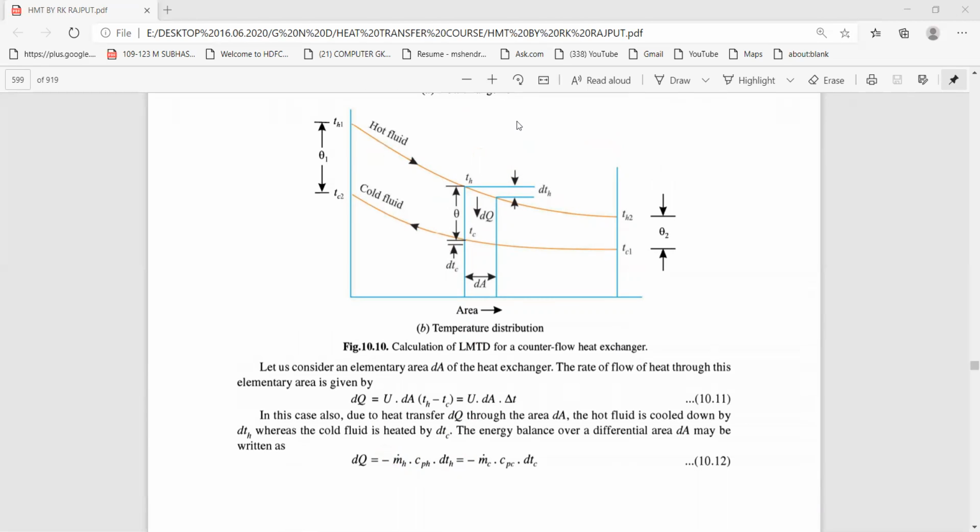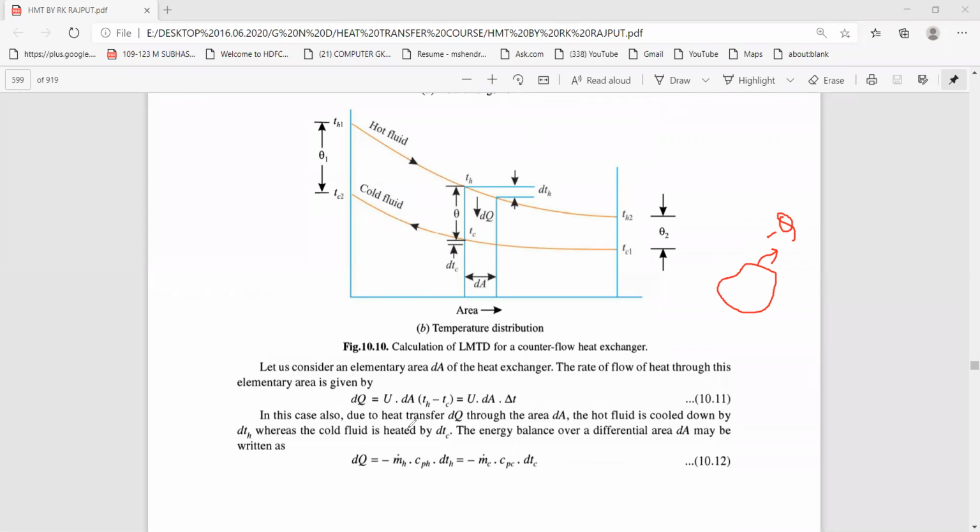If we consider this as a system from the thermodynamics point of view, then it is losing heat. So arbitrarily the sign convention is negative. That's why we have taken the minus sign here: minus m dot h cph into dTh.